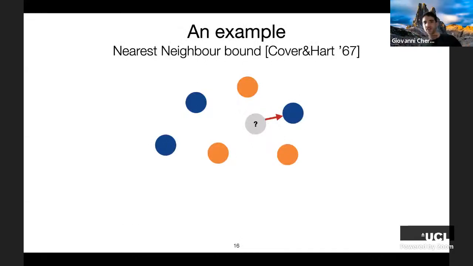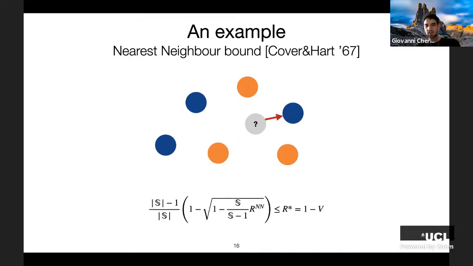The first example starts with the nearest neighbor classifier, which is perhaps the simplest classifier you can think of. The idea of nearest neighbor is that you're given some data set of labeled objects, and you're asked to predict the label for some unseen object. The nearest neighbor classifier tells you to just output the label of the closest observation. Now, why am I speaking about nearest neighbor? Well, a very beautiful paper by Cover and Hart from '67 showed that there is a relation between the Bayes risk, that is this R star, which is the smallest risk achievable by any machine learning classifier, and the risk of the nearest neighbor classifier.